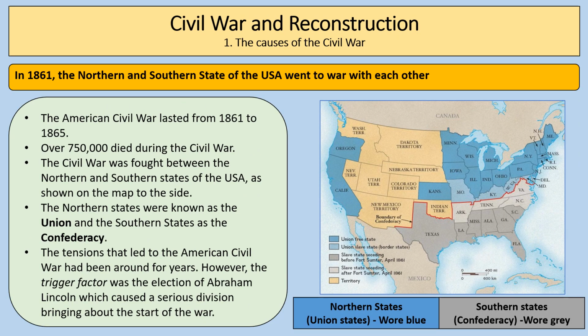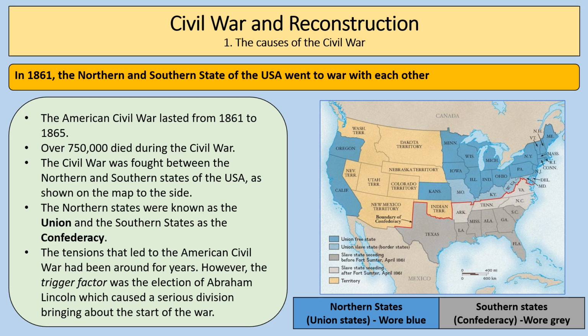So let's have a look at the background to the American Civil War. In 1861, the northern and southern states of the USA went to war with each other in the American Civil War. The northern states that wore blue are known as the Union states, and you can see them up there, places like Ohio, Pennsylvania, New York, New Jersey, Massachusetts. And the southern states, known as the Confederacy, wore grey, places like Mississippi, Alabama, Georgia, Florida, Louisiana, Texas, etc. So it's important just to have a sense of the 2 different sides and what they were.